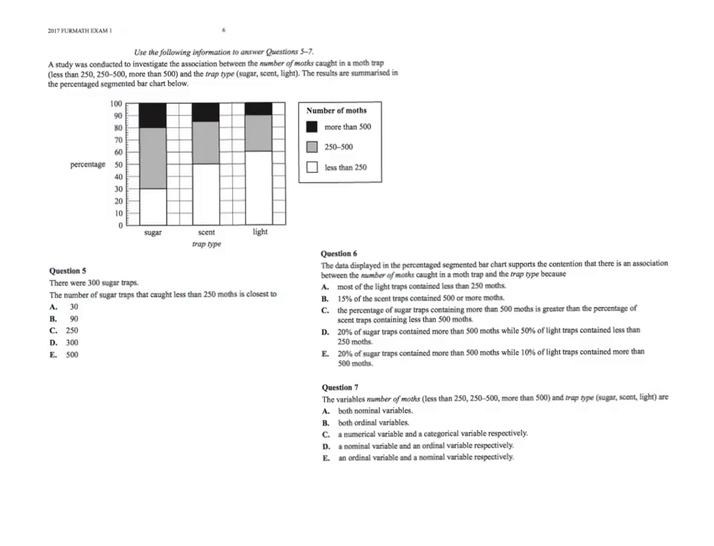A study was conducted to investigate the number of moths caught in a moth trap. So you had less than 250, 250 to 500, and 500. So this is categorical data, and it is ordinal, yeah? Because you've got an order there. This other one is categorical and nominal. So no order there.